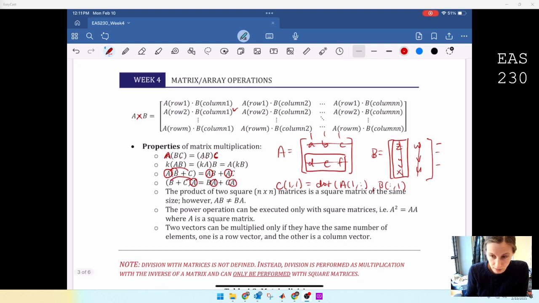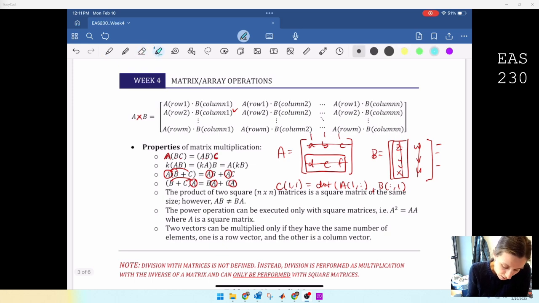And the reason for that is because order matters. A times B is not equal to B times A. This order of multiplication doesn't matter. This multiplication versus this one first, that doesn't matter, but they need to stay in the right order. They need to be A times B, which is not equal to B times A. So make sure you keep that in mind.